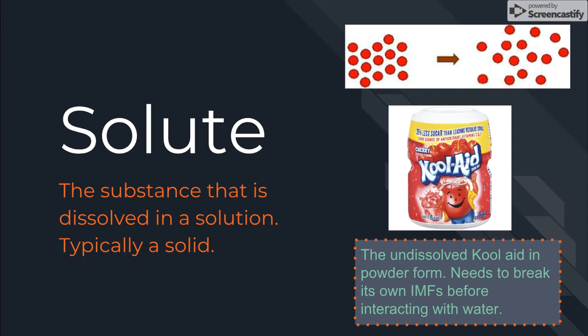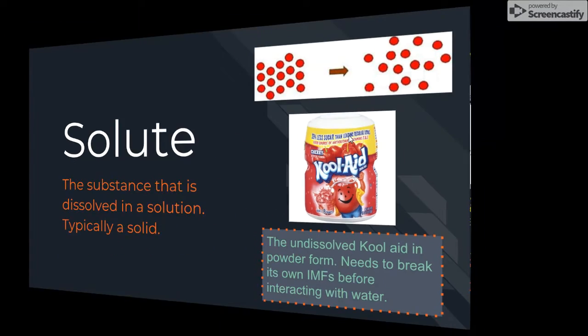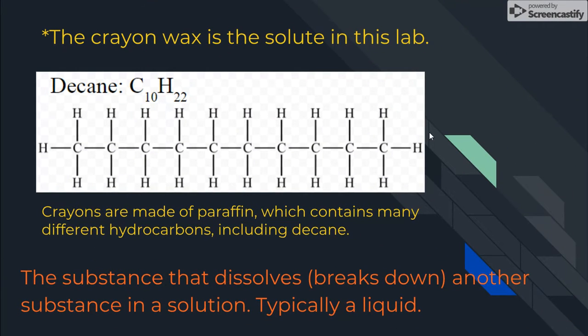But before Kool-Aid can be dissolved, it needs to break the IMFs between those molecules of Kool-Aid. So these are all our different molecules of Kool-Aid. And in order for Kool-Aid to dissolve, it needs to break those IMFs. In the demo that we're going to do today, crayon wax is going to be our solute. We are trying to dissolve crayon wax. So specifically, we're going to pay attention to decane, which is one of the hydrocarbons that is in paraffin, which is what crayon wax is made out of.